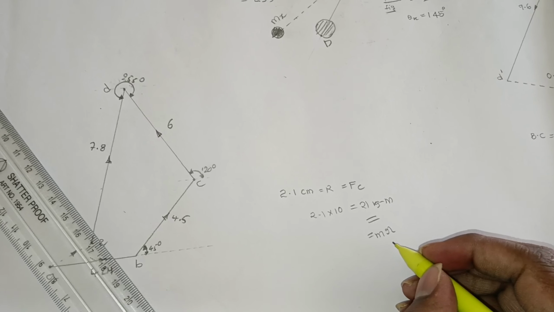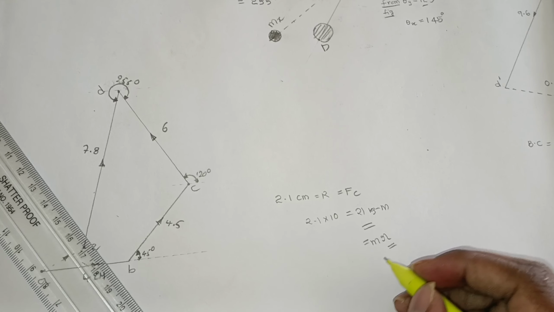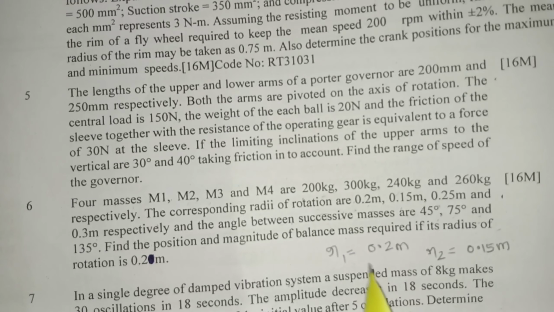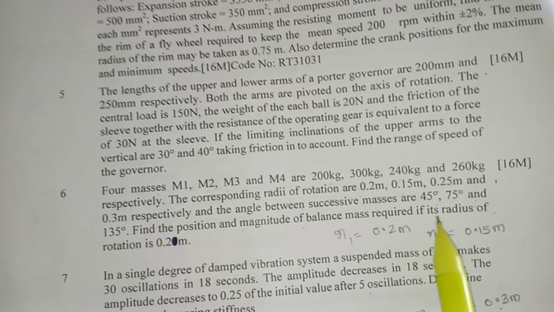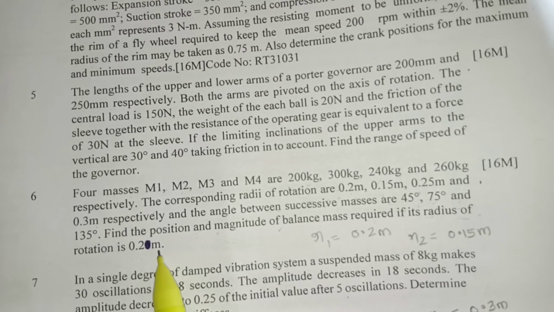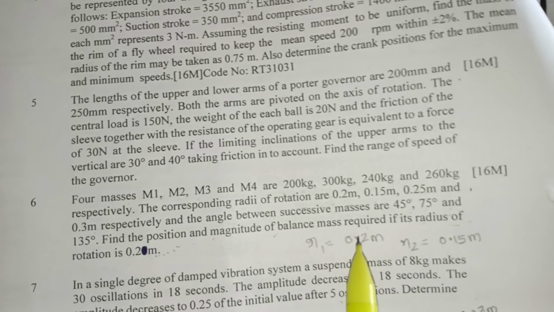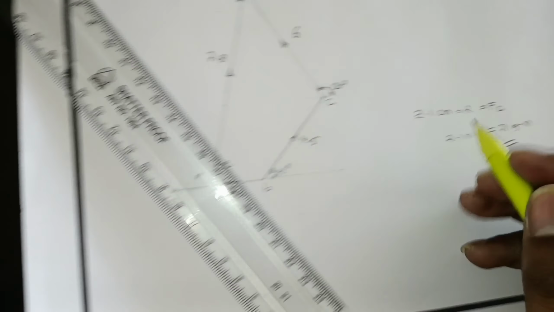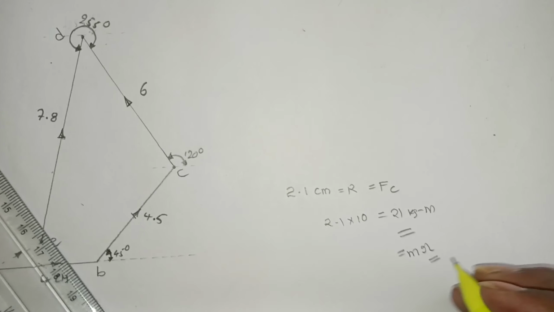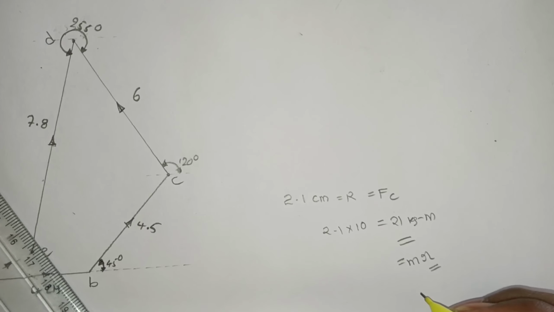mR. But in the problem they have already given an R value. You can see here: find the position and magnitude of the balance mass required, if its radius of rotation is 0.2 meters. That means they have given the R value, so for that you have to find the mass value.